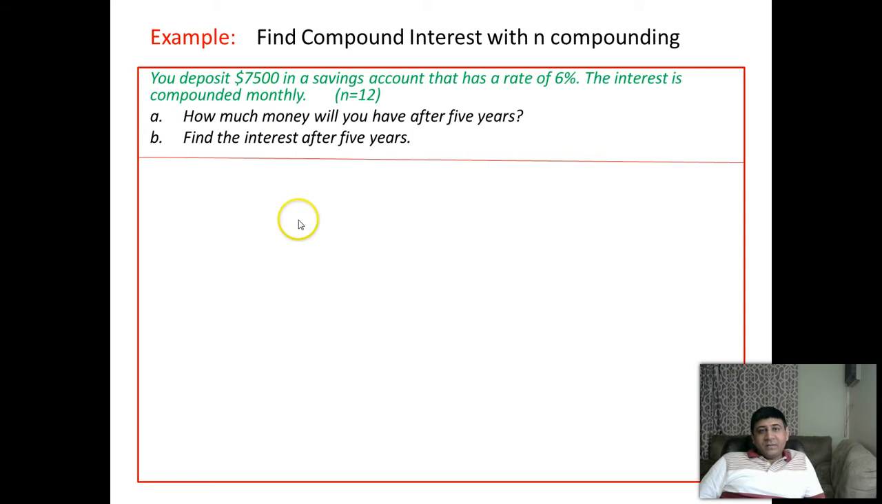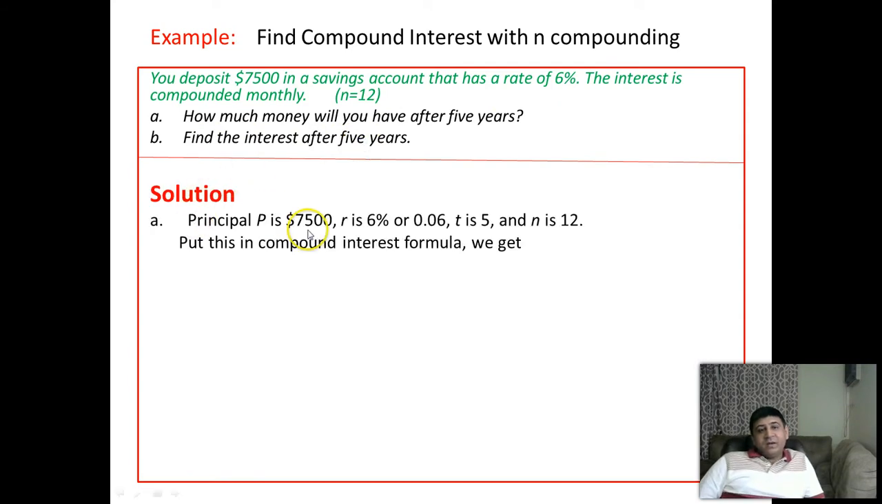So let's look at an example again. Suppose you deposit $7,500 in a savings account that has a rate of 6%, and the interest is compounded monthly. Since there are 12 months in a year, n is equal to 12. And how much money will you have after 5 years? That's your first part. And the second part is find the interest after 5 years, how much interest you earned.